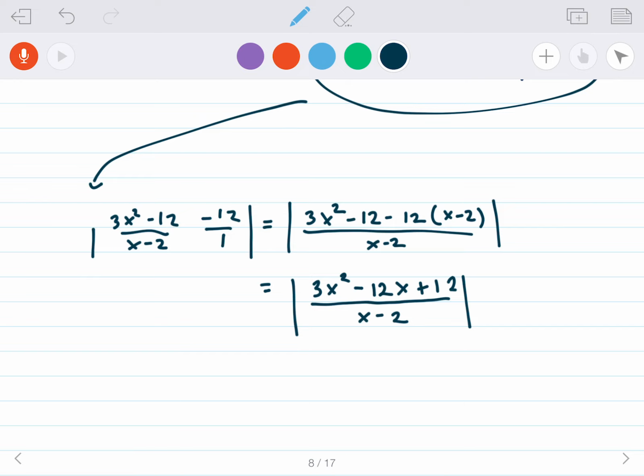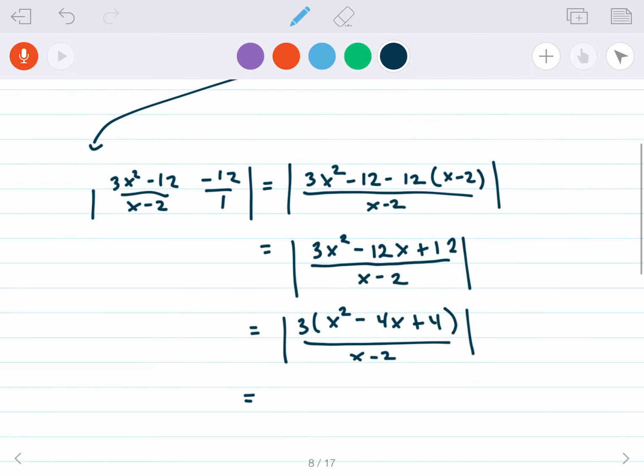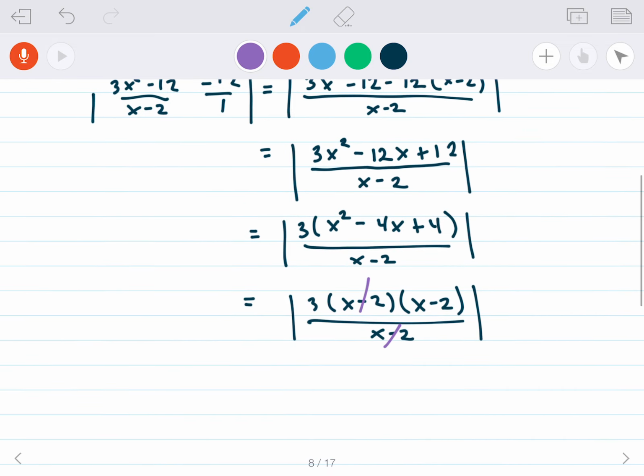Okay, and so if I factor out a 3, this is going to be 3x squared minus 4x plus 4 over x minus 2. Factoring the top gives me 3 times (x minus 2) all over x minus 2. And we see that these guys are going to cancel. And so I can pull out the 3 and leave the x minus 2 on top in parentheses.